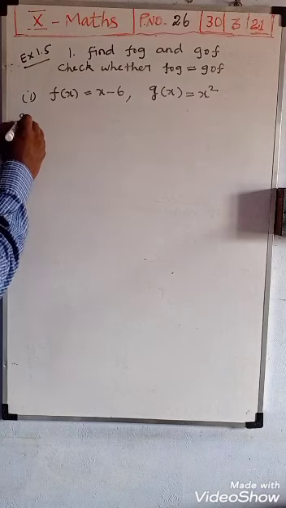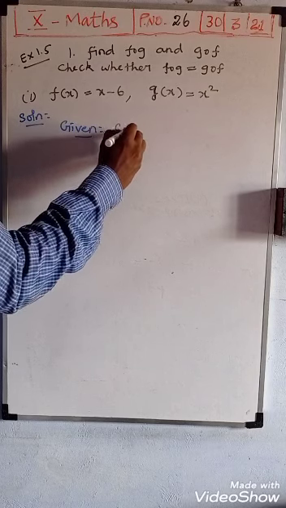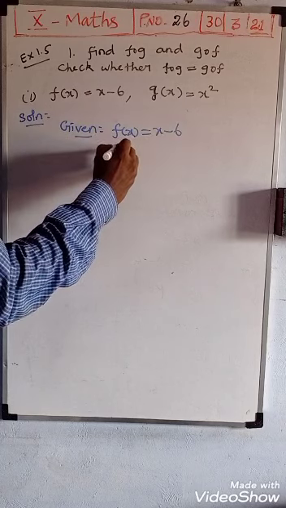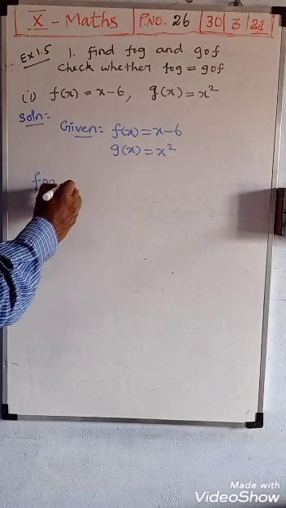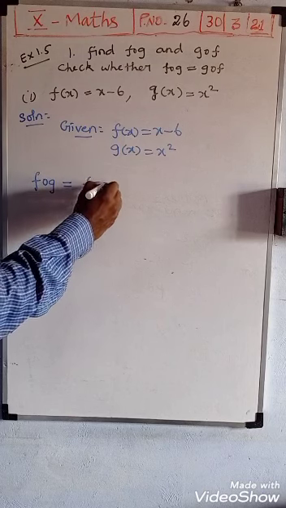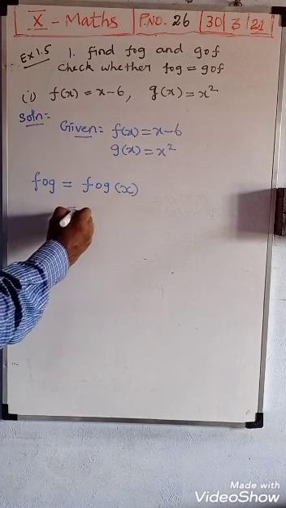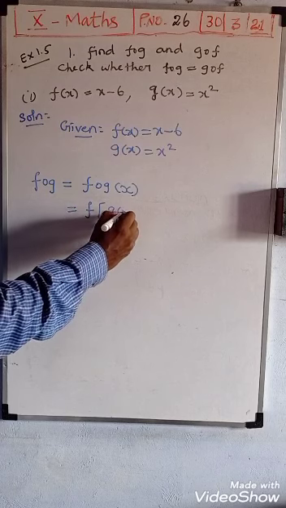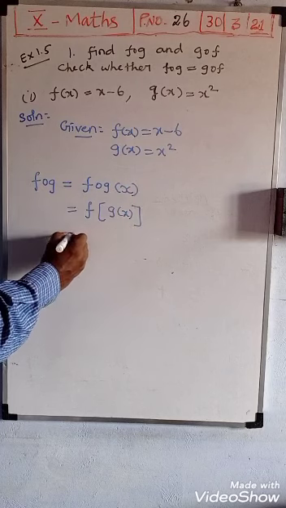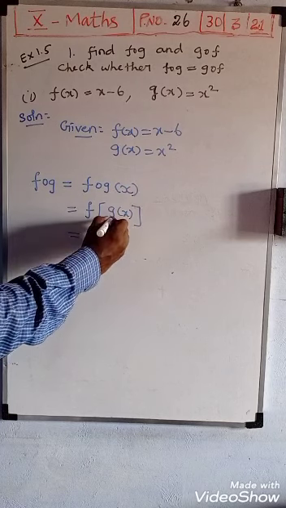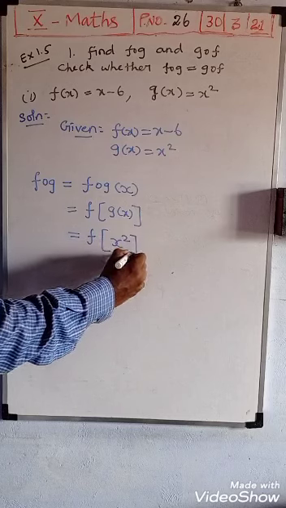Okay, see the solution. First, you should write the given functions. Given function f of x is x minus 6, g of x is x square. First, f composition g you want to find. So for f composition g, first the x value you want to substitute. Now how can we write this? We can write it as f of g of x. Remove the composition, then we can write it as f of g of x. Now g of x is, what is that? x square. g of x is x square.